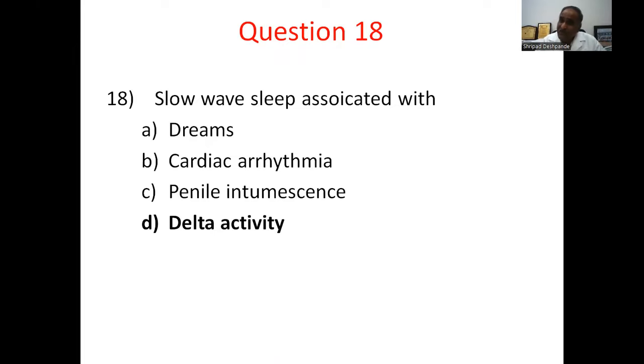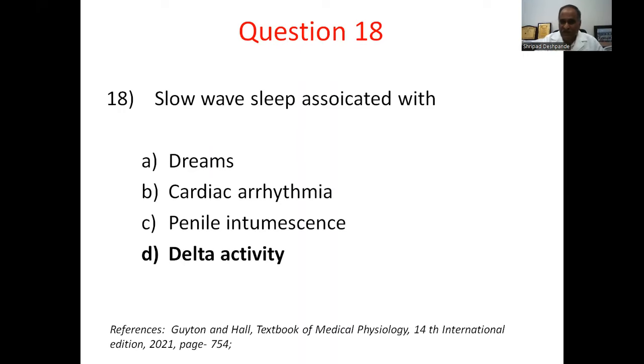But slow wave sleep is named so because it has very large and slow waves in the EEG. These waves are called delta waves. They have a frequency between 1 to 3 hertz or even less. Very, very slow waves. So delta activity is the correct response, which means option D is correct. I have given the reference here, page number 754 of Guyton et al.